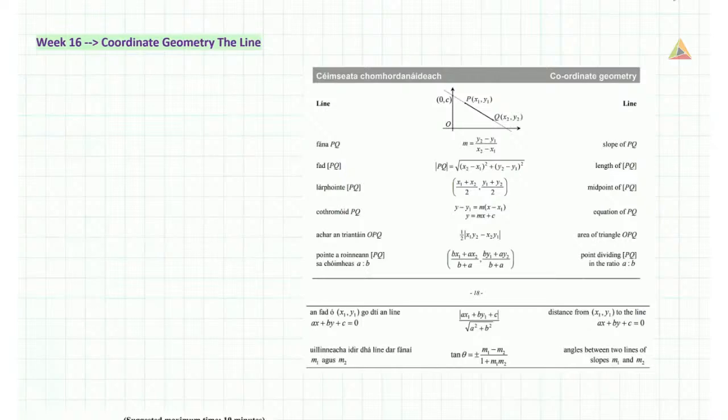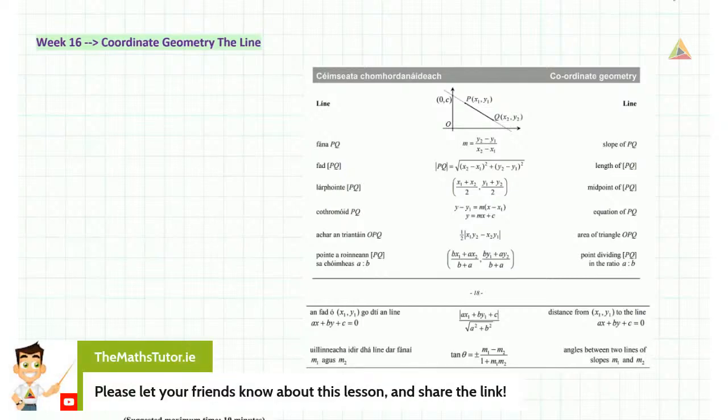This week we're looking at coordinate geometry, the line, which is always a very prominent part of paper 2 in the Leaving Cert higher level.